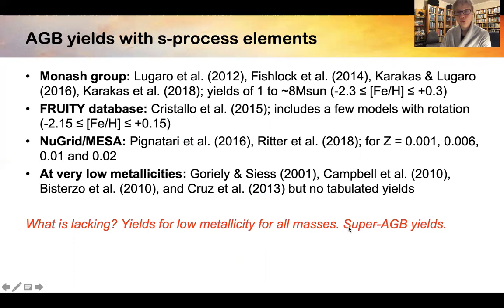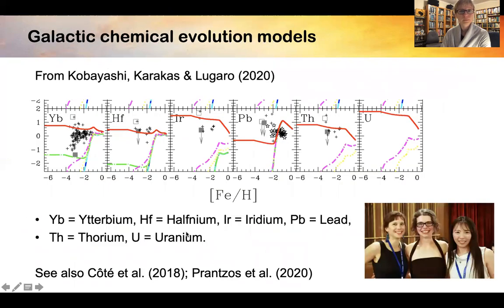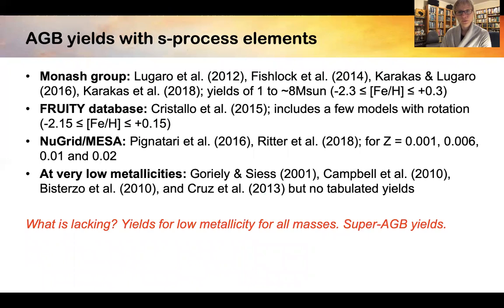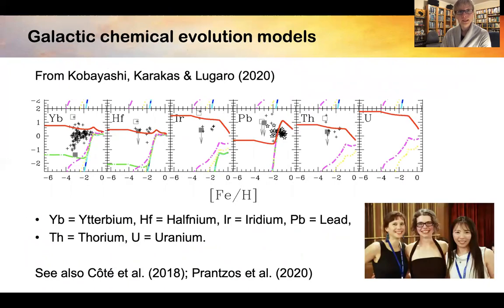And there's also no super AGB S process yields tabulated. And by that, I mean stars over about 8 solar masses. So, but what can we do with the yields we have? Well, we can make a galactic chemical evolution model, including heavy elements.